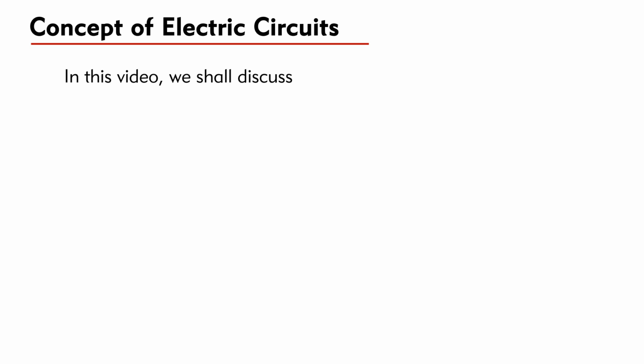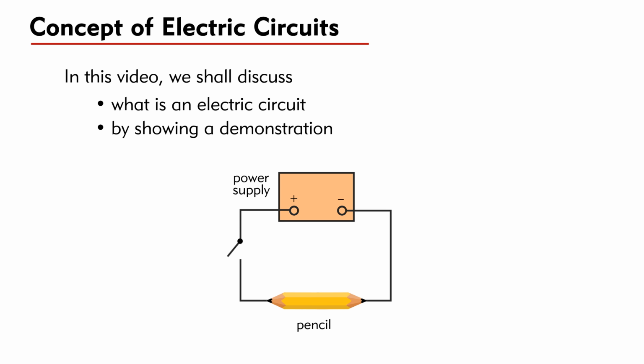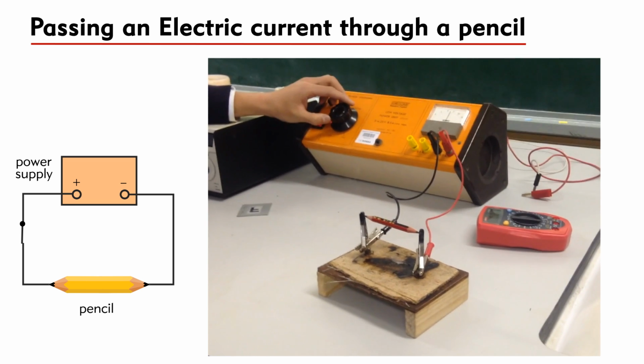In this video, we shall discuss what is an electric circuit. I shall show you an experiment to start our discussion. In this experiment, a pencil will be connected across a power supply by two connecting wires. After the switch of the power supply is turned on, you will see how electrical energy is converted into other forms. Let's start the experiment now.